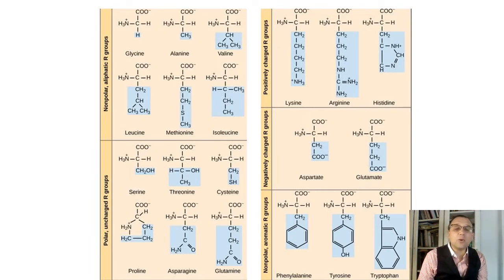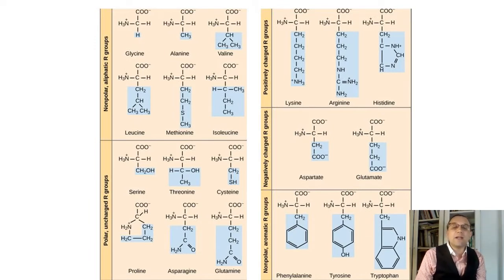Now let's take a look at the second group here that is labeled as polar uncharged R groups. It says polar uncharged R groups. That's correct. They are uncharged, but they are polar. What does this mean? Remember polar? Remember about the electrons and slight charges? Yes, they are not charged, but they carry slight charges, so that's what makes them polar.